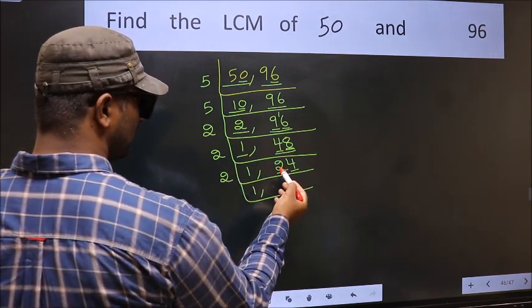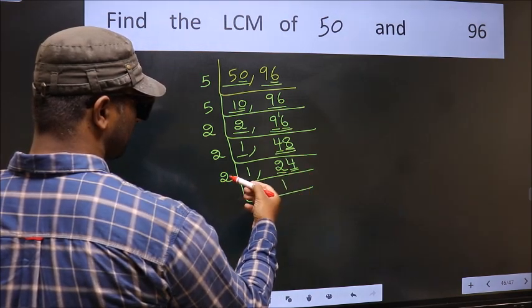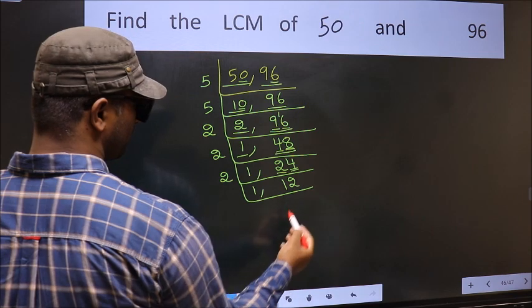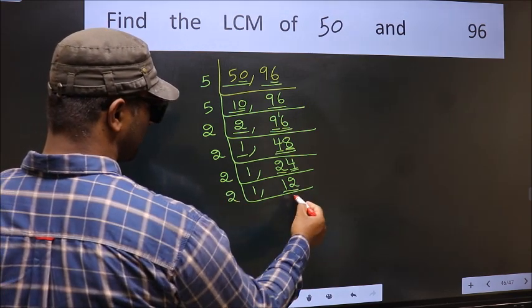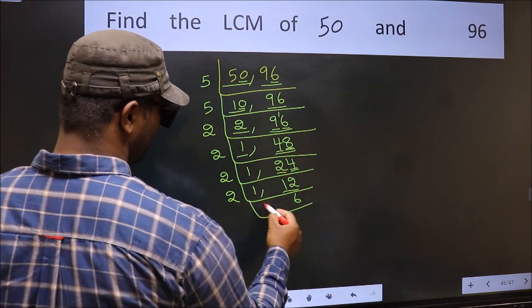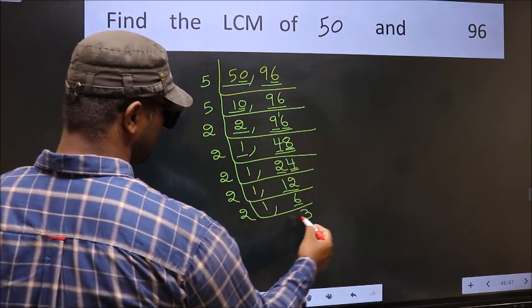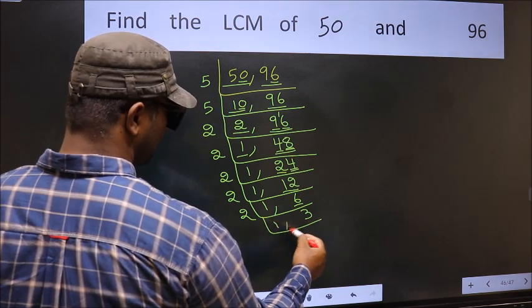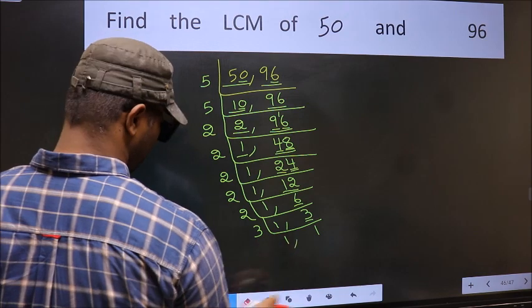First number 2, when do we get 2 in 2 table? 2 1's 2. The other number 4, when do we get 4 in 2 table? 2 2's 4. Now here we have 12, 12 is 2 6's 12. Now we have 6, 6 is 2 3's 6. Now we have 3, 3 is a prime number, so 3 1's 3.